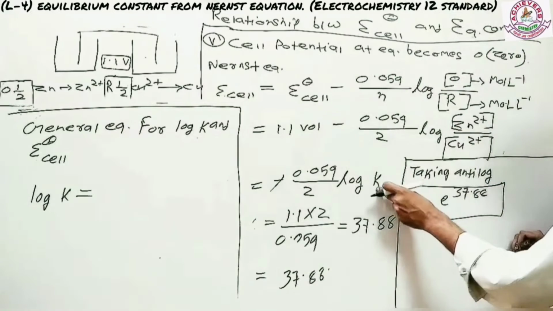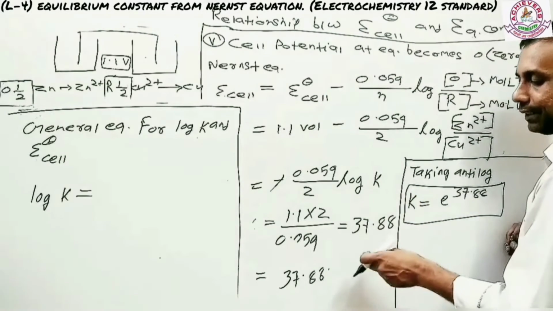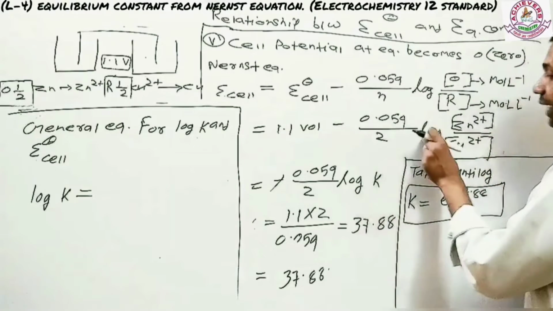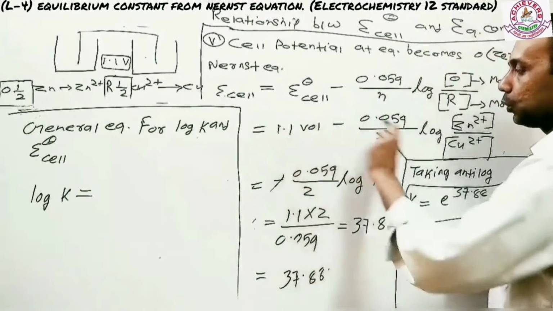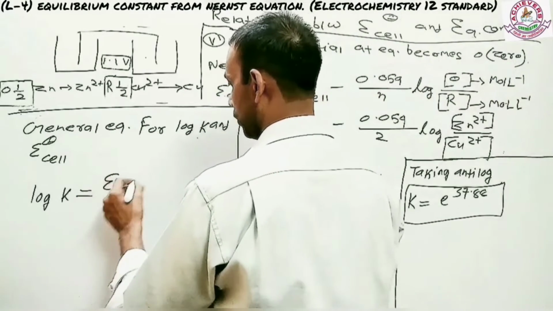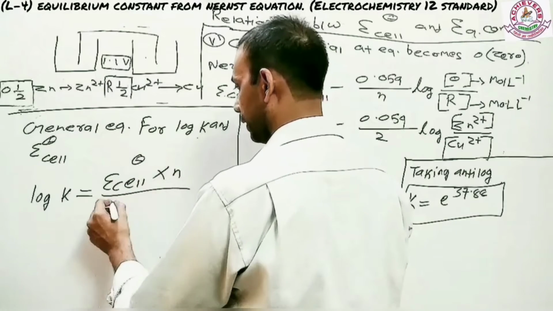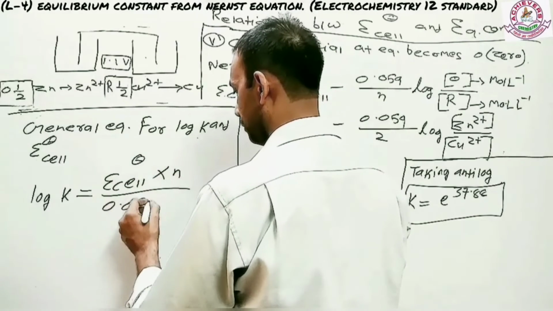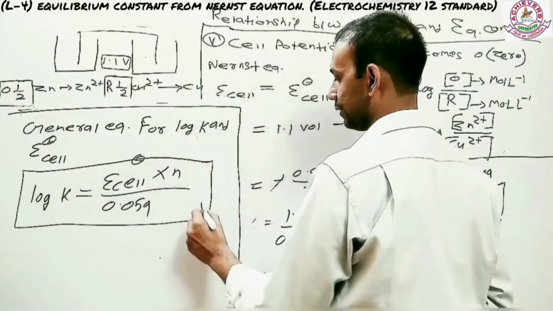Log K is going to be like what you have done here. This is like changing the sign. So log K equals cell potential into n divided by 0.059. So I'm writing E naught cell multiplied by n divided by 0.059. So this is the formula for log K. This is the general equation.